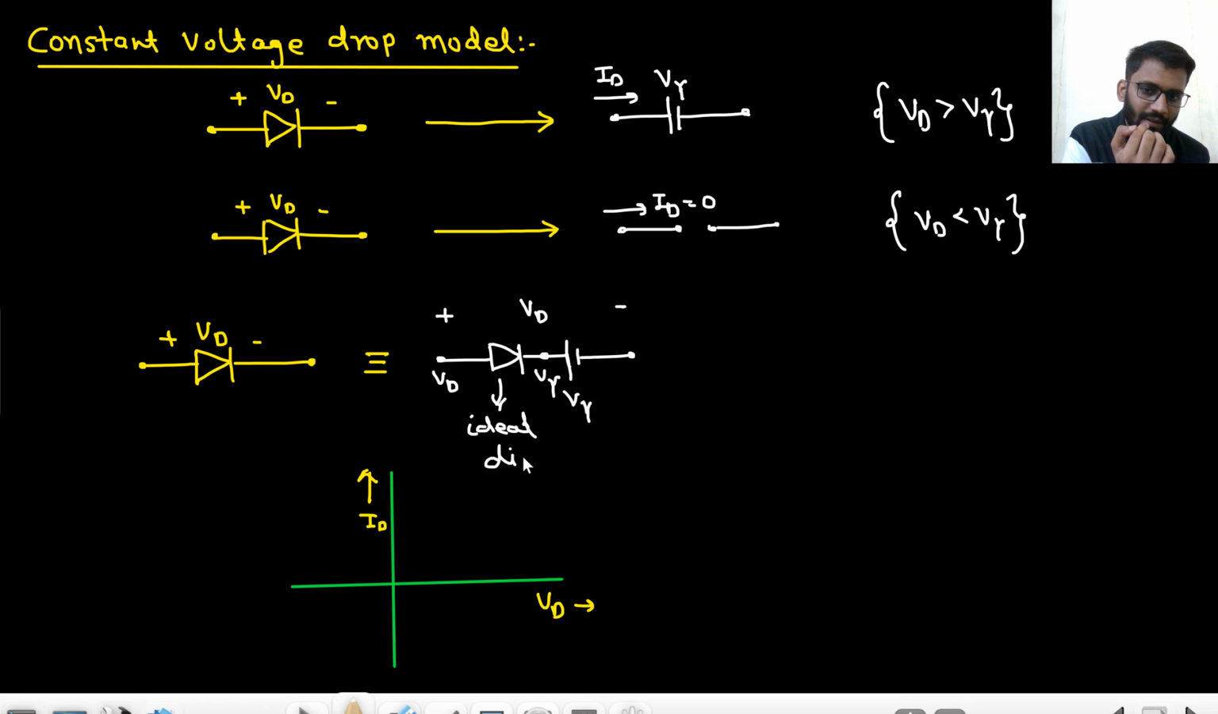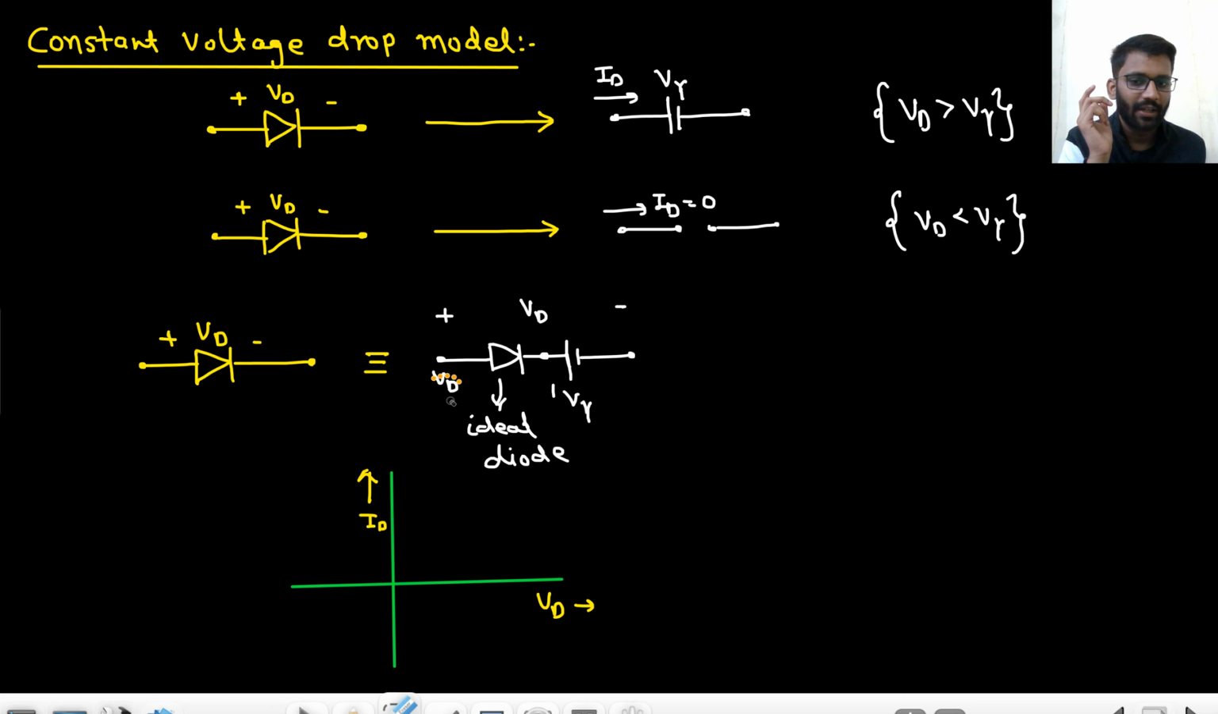In case of an ideal diode, what is the condition? Potential of P side should be greater than potential of N side. So what is the potential at P side? That is Vd. What is the potential at N side? That is V gamma. So Vd should be greater than V gamma. So by this model also you can verify this. Are you getting my point?